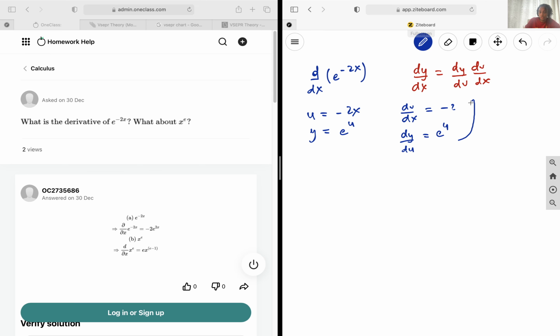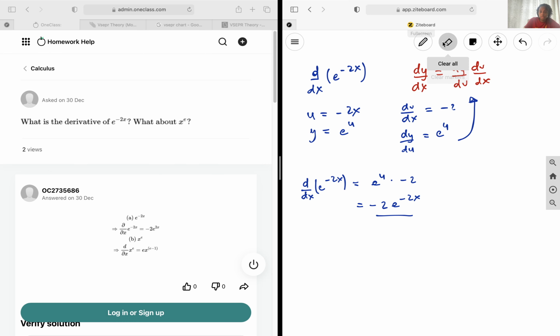So let's put that all back into our equation, and we will have d over dx of e to the negative 2x is going to be e to the power of u multiplied by negative 2. So that's going to be, once you put back in u is equal to negative 2x, negative 2 e to the power of negative 2x. And that's our final answer for this one.